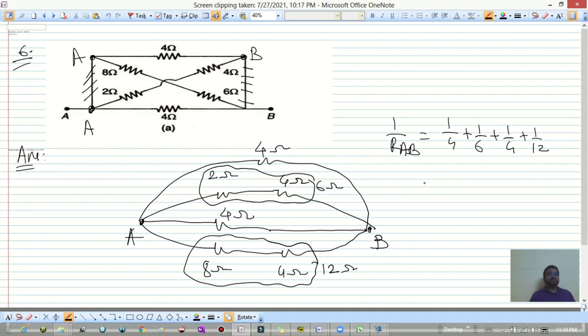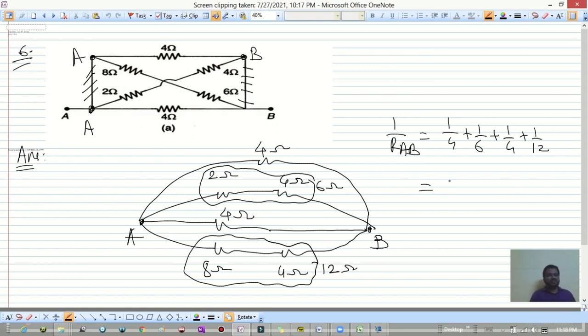See, some of you, what you will do is, you will calculate 1 by R equivalent correctly, but you will stop there. So you have to be very careful. Finally, you have to take the reciprocal also.